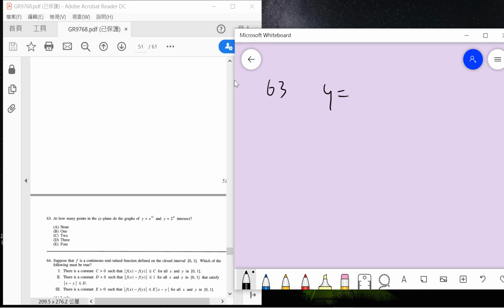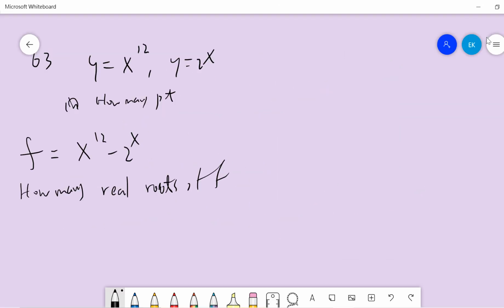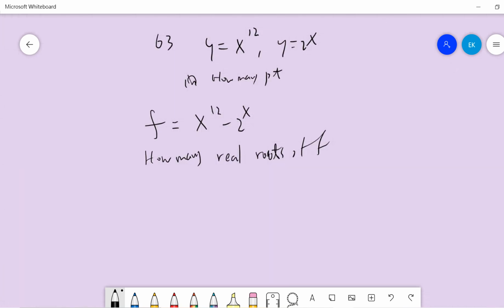This asks about y equals x^12 and y equals 2^x, and how many points they intersect. So basically, it is asking about the roots. Suppose f(x) is equal to x^12 minus 2^x. We are asked how many real roots there are. It looks difficult to see, right?